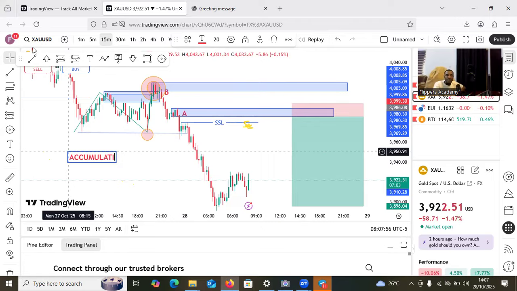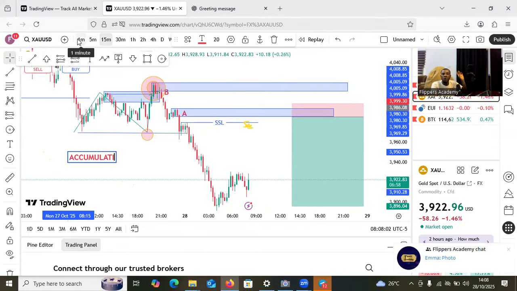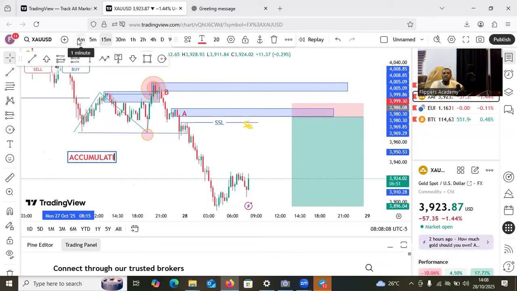Before you go like this, if I want to sell this market with confidence, I will just look for a 1 minute change of character, or I will just look for an evening star candlestick or bullish engulfing candlestick. And I go sell the market. That is order flow.